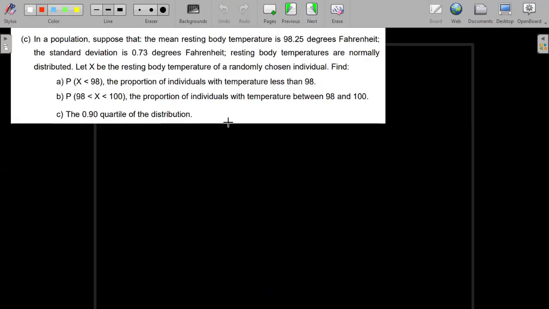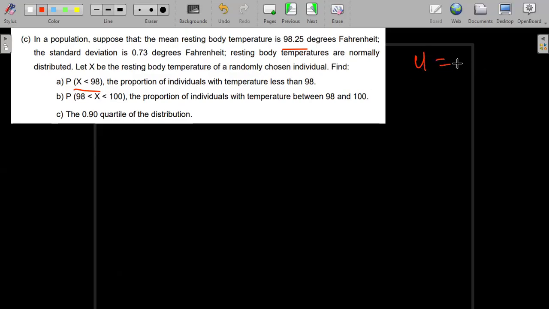Okay, let's look at the last question here. Right, so it's the same thing. They're saying in a population, suppose that the mean resting body temperature is 98.25 degrees Fahrenheit, and the standard deviation is 0.73 degrees Fahrenheit. The resting body temperatures are normally distributed. Let X be the resting body temperature of a randomly chosen individual. Find the probability that X is less than 98.